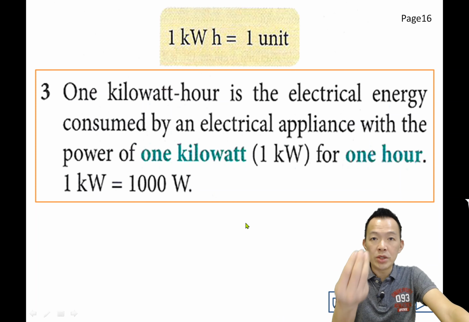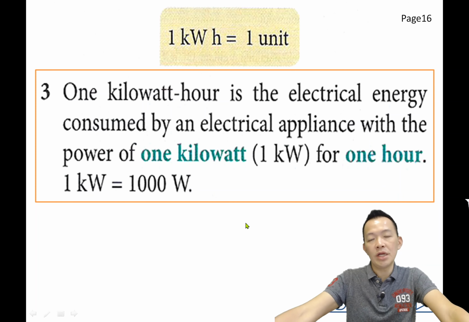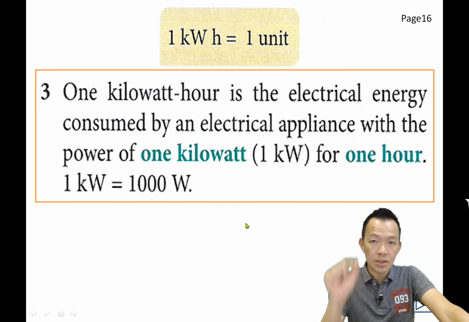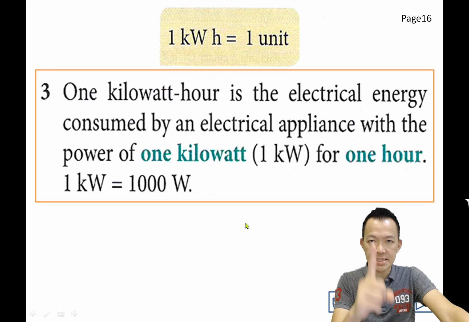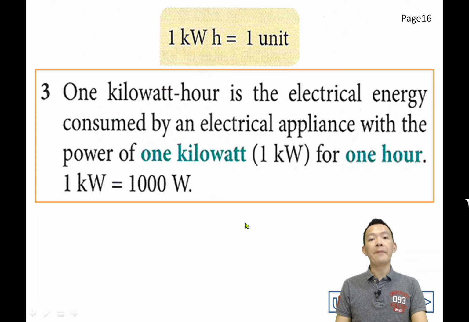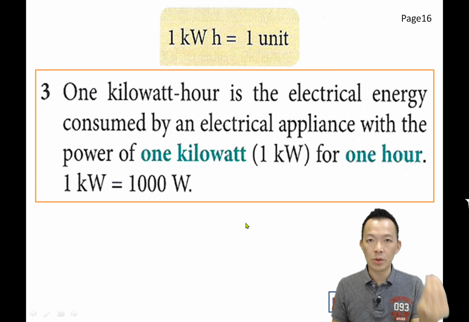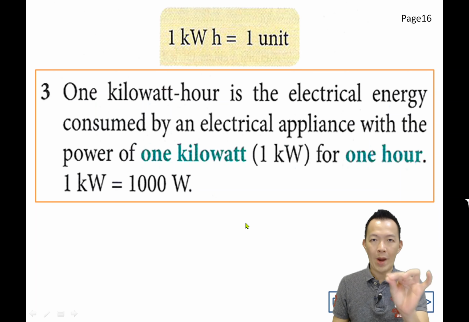So what's mean by 1 unit for TMB? 什么叫 TMB 的一个单位? 1 unit means you're using the electric appliance with the power 1 kilowatt for 1 hour. 用电器, 如果你的电器是 1000 watt, 1 kilowatt, 用了一个小时, 就叫做一个单位. So what's mean by 1 unit? 1 kilowatt hour. Electric appliance with the power 1 kilowatt for 1 hour.